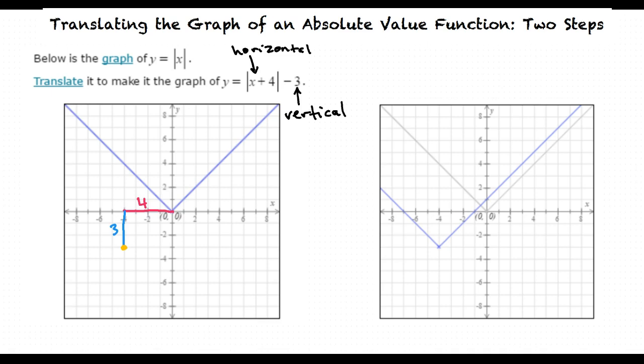Cool. Just as a refresher, anything added or subtracted to x inside of the absolute value bars corresponds to a horizontal translation, and anything added or subtracted outside of the absolute value bars corresponds to a vertical translation. Great explanation.